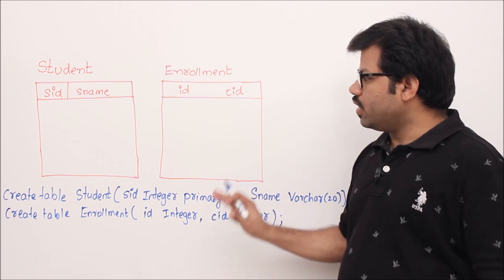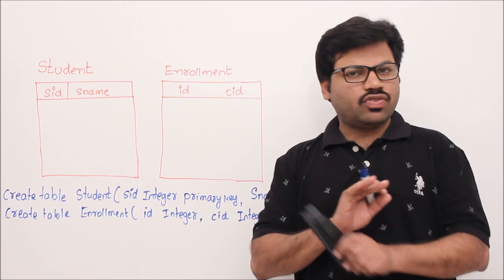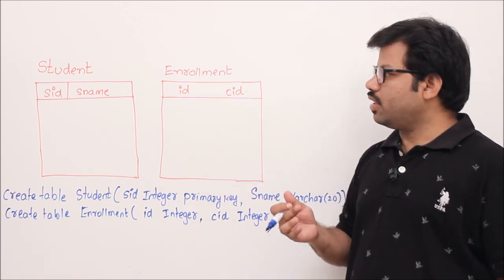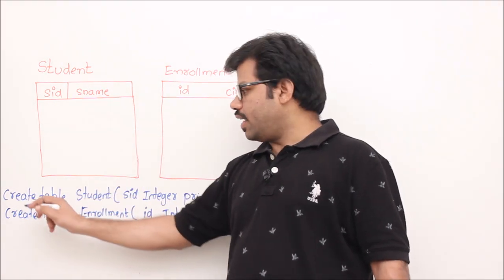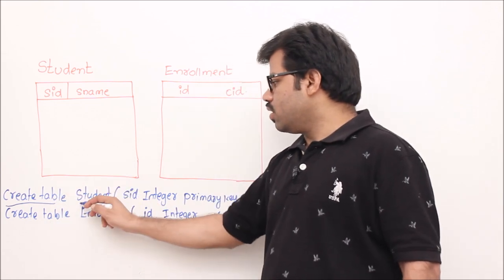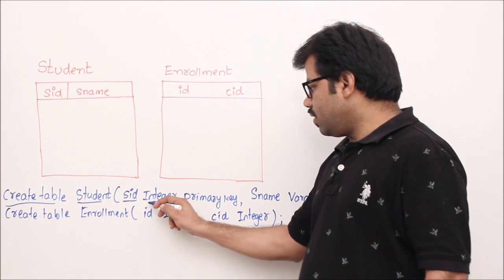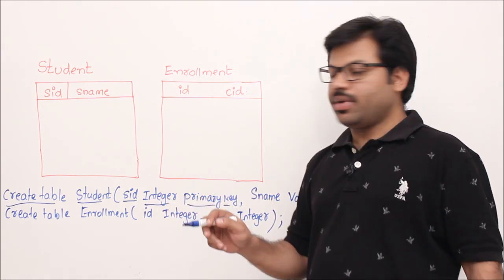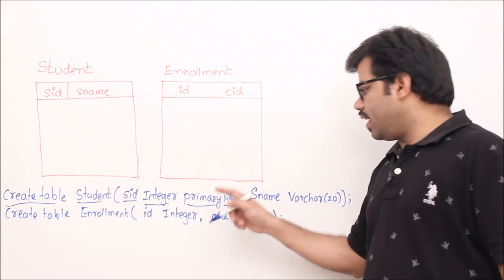Then what I do is, initially I don't keep any foreign key constraint. You don't know yet what a foreign key constraint is, so we try to understand the problems related to that. First of all, when you create a student table, you create like this. This is the syntax: create table student, sid is a field which is integer and which is primary key. I want to make it primary key because student id should be unique and not null, that's why I am creating it as a primary key.